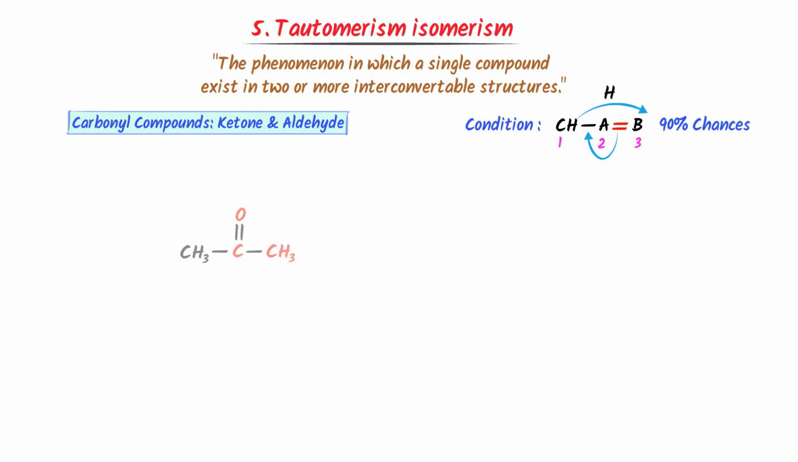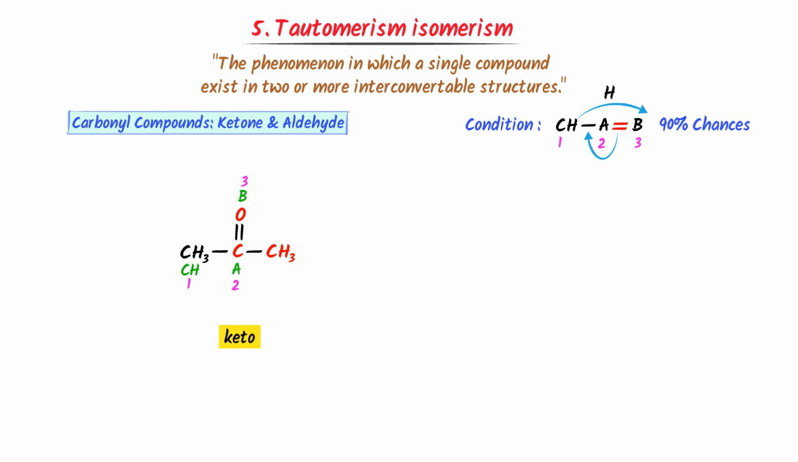For example, consider this ketone. Here, this carbon double bonded to oxygen is like A double bonded to B. I write AB. This CH3 is like CH. So the condition CH, single bond, A double bonded to B is fulfilled. Hence, tautomerism is possible in this organic compound. I write 1, 2, 3.